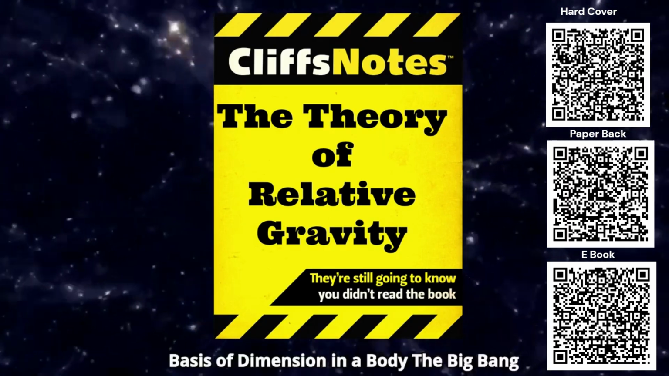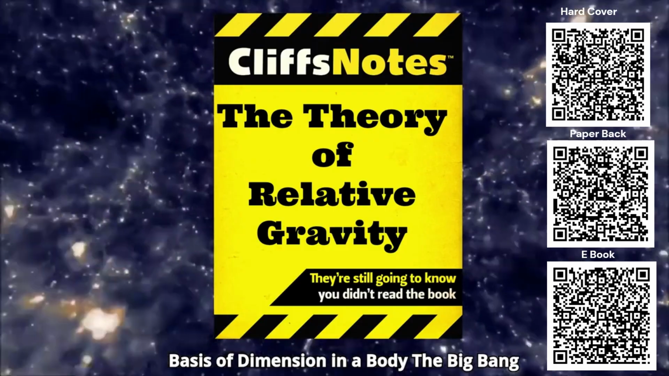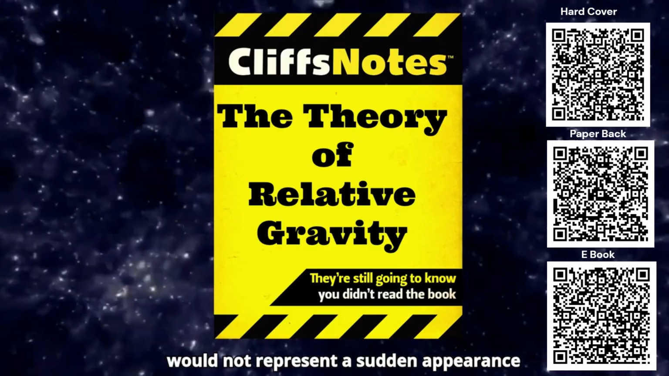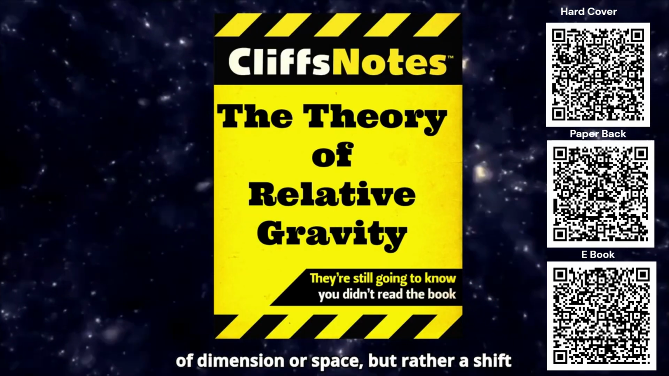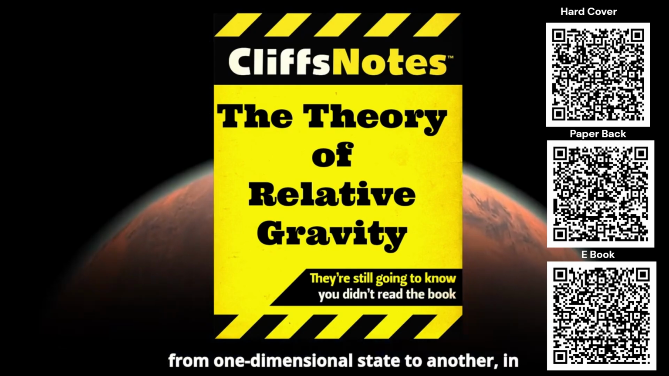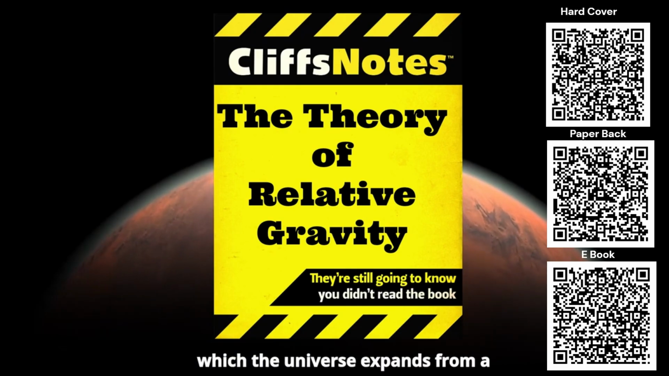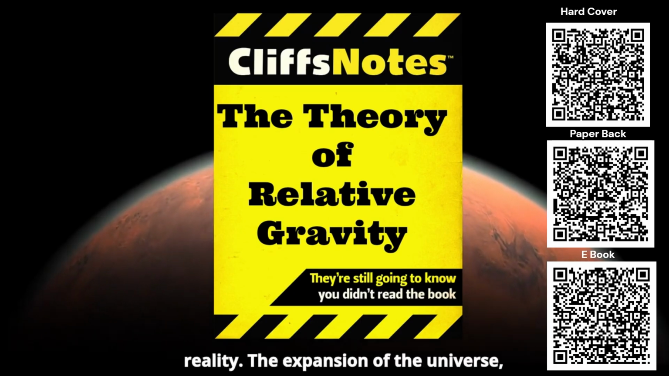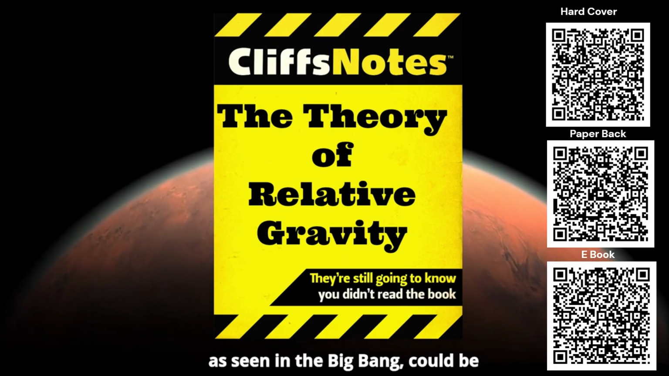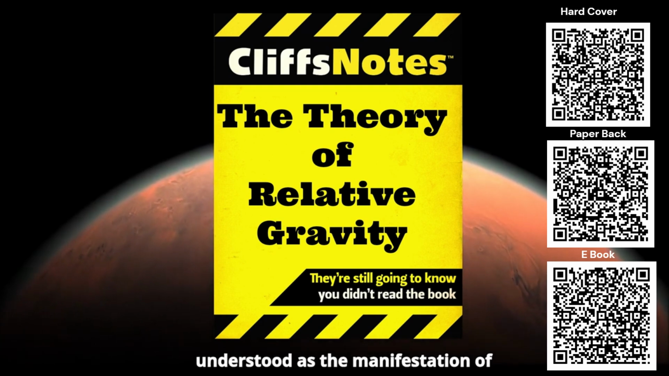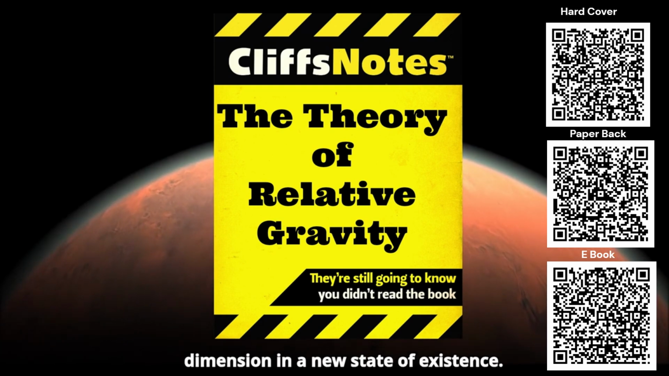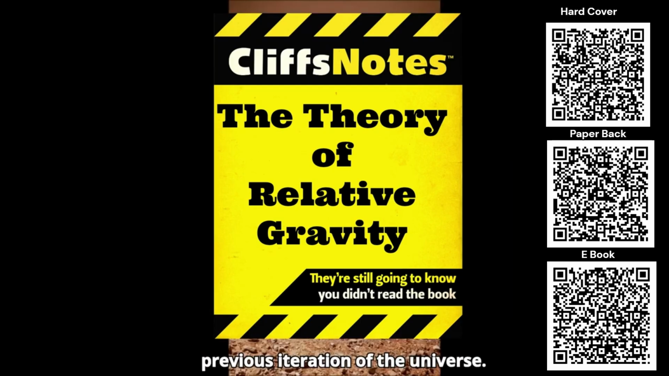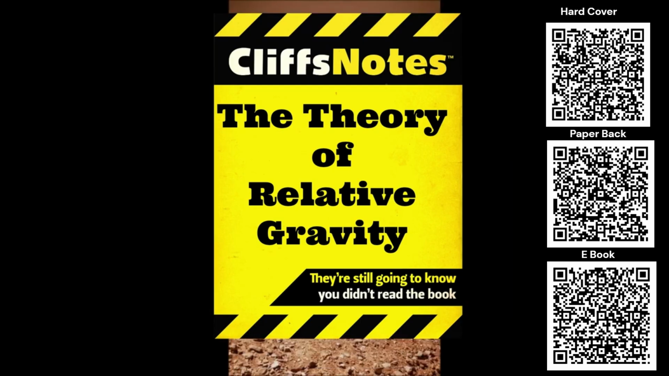Principle 1. Basis of dimension in a body. The Big Bang would not represent a sudden appearance of dimension or space, but rather a shift from one-dimensional state to another, in which the universe expands from a singularity into a multi-dimensional reality. The expansion of the universe, as seen in the Big Bang, could be understood as the manifestation of dimension in a new state of existence, inheriting the properties from the previous iteration of the universe.